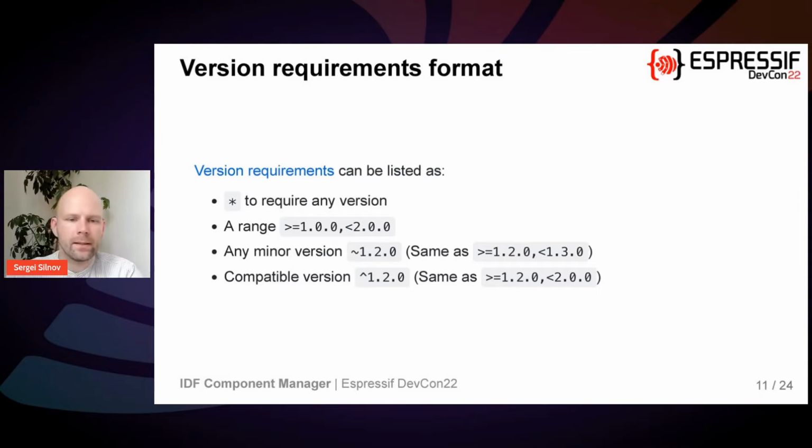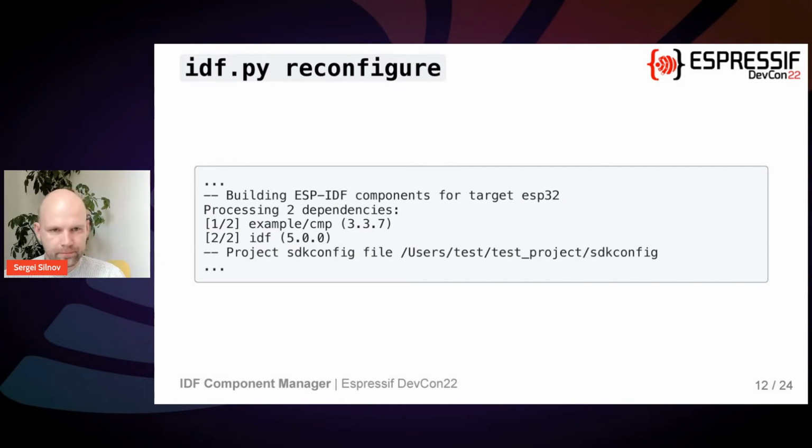However, the recommended way to specify dependencies is to pin the version that you actually need and then put a caret symbol in front of it. So the most recent compatible version will always be downloaded. Versions of components in the registry mainly follow semantic version specification. So if you are familiar with semantic versioning, you should understand how versions work in the IDF registry.